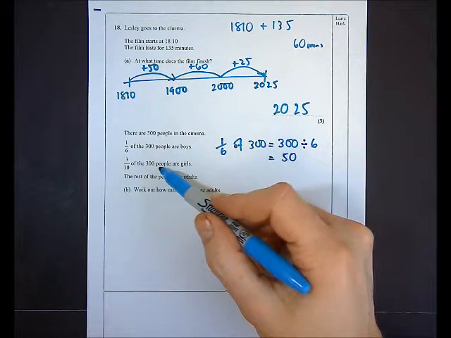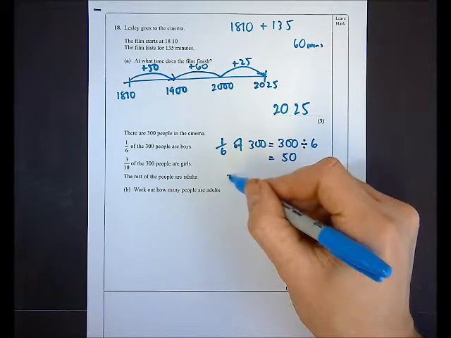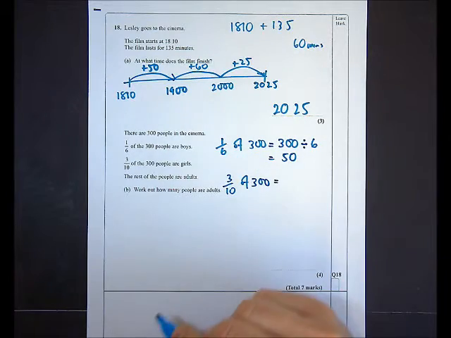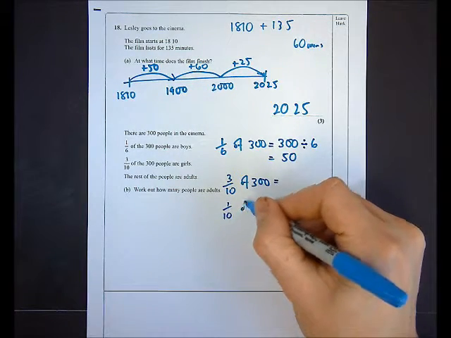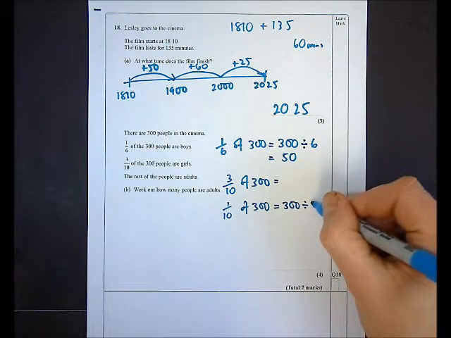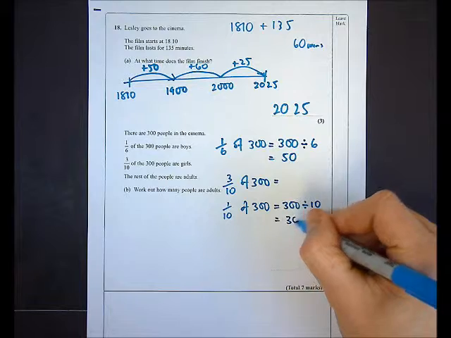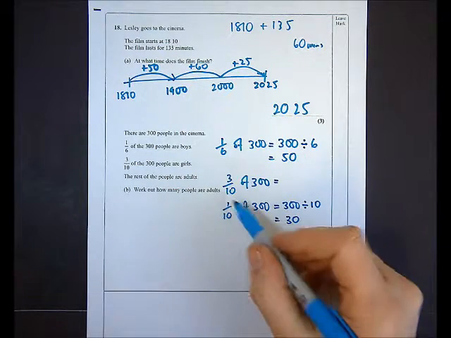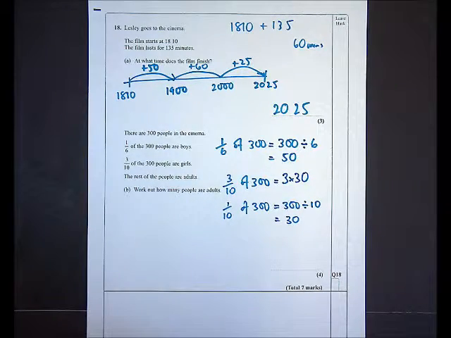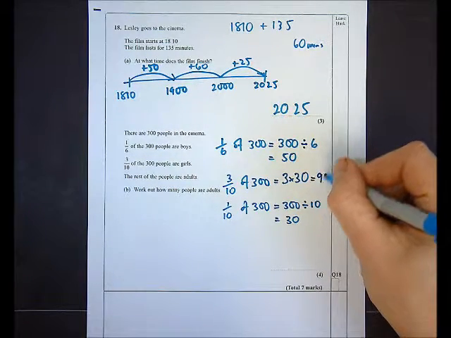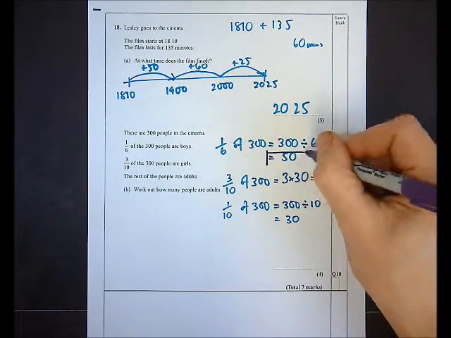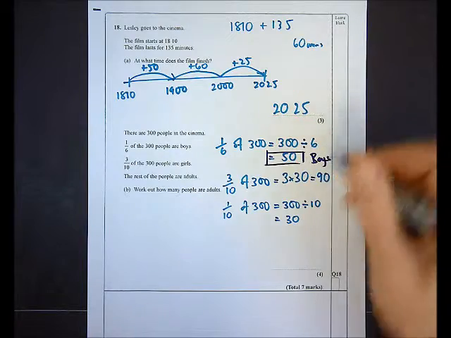I'm then told that 3/10 of the 300 people are girls. So 3/10 of 300. So what I'm going to do is work out what 1/10 is. So 1/10 of 300, same as before, I'm dividing it between 10 people. So 300 divided by 10 will be 30. And once I know what 1/10 is, I can work out 3/10 by saying that it is 3 lots of that 1/10. And 3 times 30 is 90. So I've got these two numbers here, one for the number of boys, and this one for the number of girls.